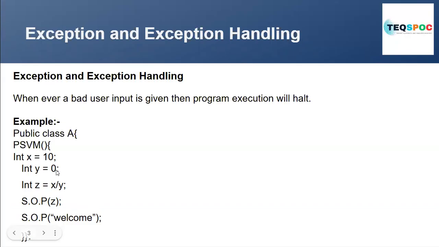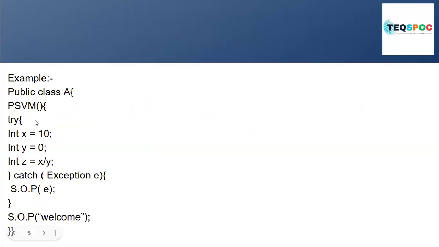Now this thing we put inside a try catch block. Inside the try block we put int x equal to 10, int y equal to 0, and int z, a new variable where we store the result of x divided by y. Then the catch suppresses the exception. Inside the catch we write Exception e, and SOP e. This e will print what kind of exception we are getting. This is the way of handling the exception.